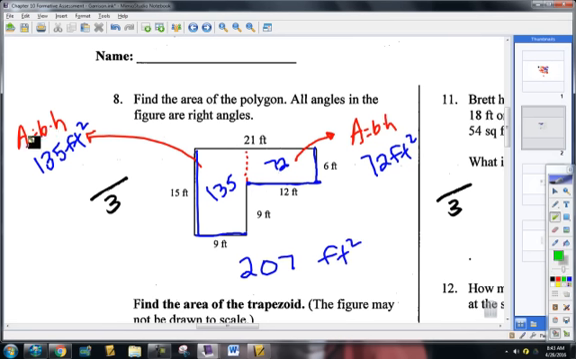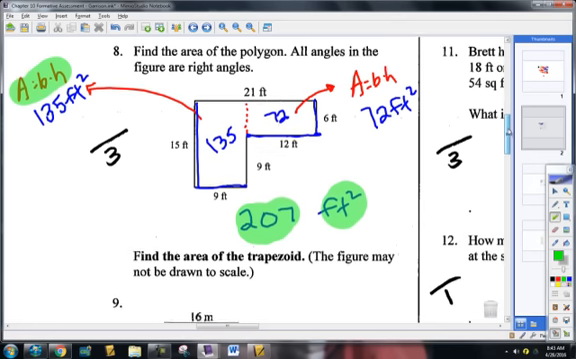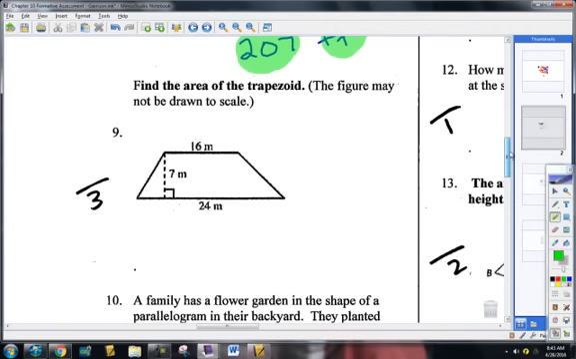So, here's your 3 points, guys. You had to write the formula at least once. That's 1 point. Your second point is getting 207. Your third point is getting feet squared. So, guys, I'm making it easier for you. I'm giving you free points. Even if you don't know how to do it, if you have the formula and you have the units, you're getting a point for it, which is kind of probably not right, but that's okay.